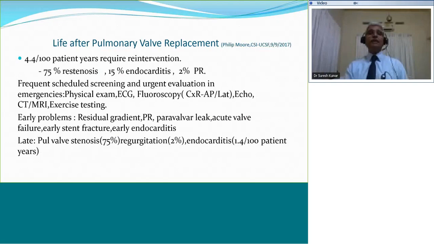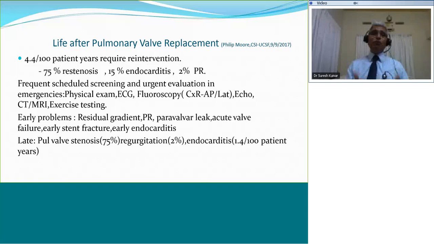But life is not necessarily great after pulmonary valve replacement, because for every 100 patient years, 4.4 would require re-intervention. In 75%, it's related to restenosis, 15% to endocarditis, and 2% to pulmonary regurgitation. Therefore, the patient who has undergone a pulmonary valve replacement requires a frequent scheduled screening. And if there is an emergency, of course, needs an urgent evaluation.